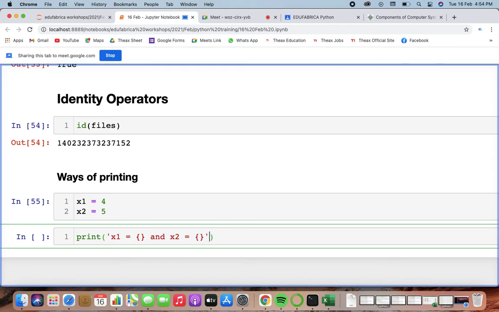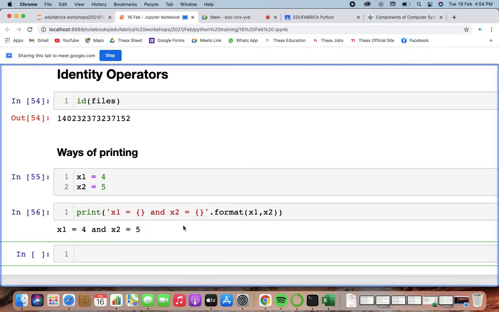Just give a gap, or if you don't want one, you don't have to write it. So give a dot and write format. So these are the ways of formatting, basically. x1 is equal to the value of x1 and the value of x2 would be x2. Run it: x1 equals 4 and x2 equals 5.